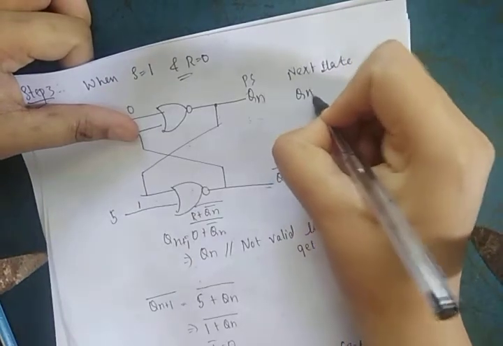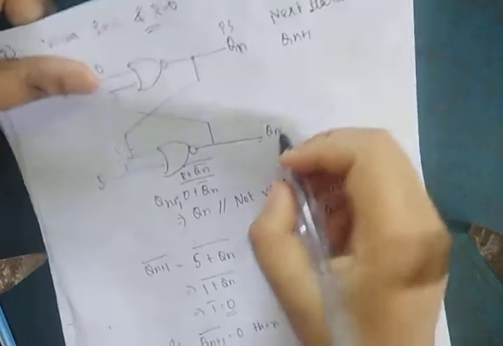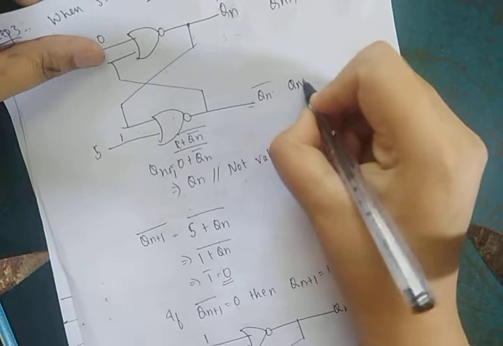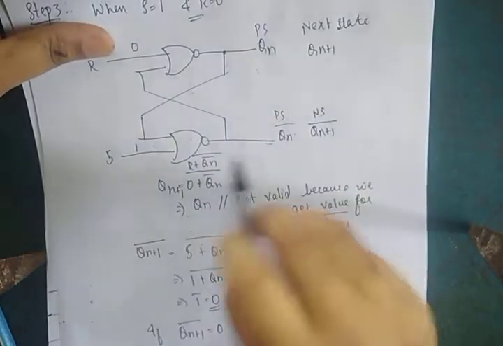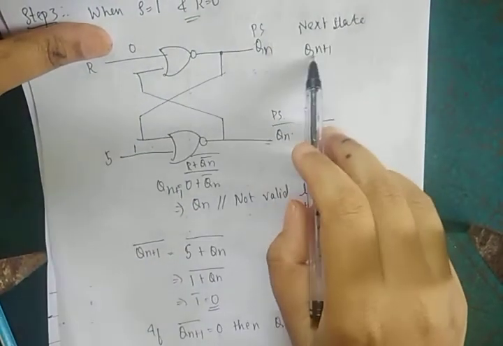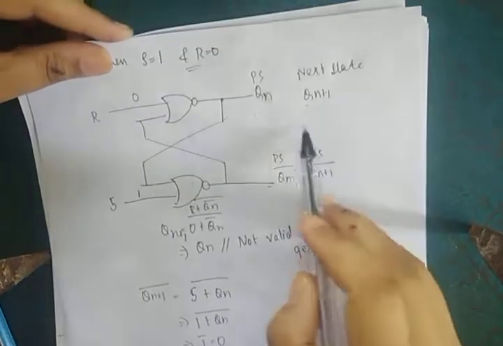Next state is Qn plus 1. This next state is Qn plus 1 bar. This is next state. This is previous state. Now, as usual, I'll go with this. We need to find out this Qn.